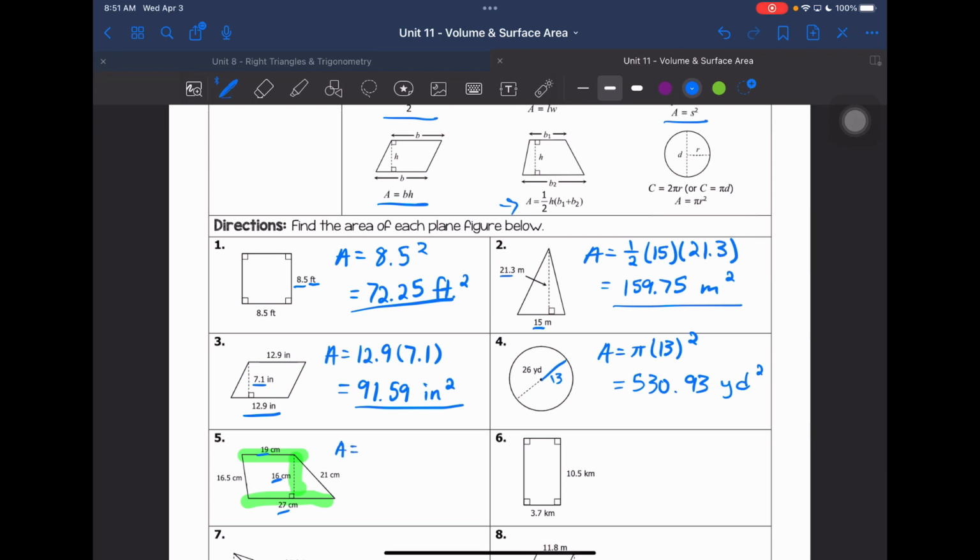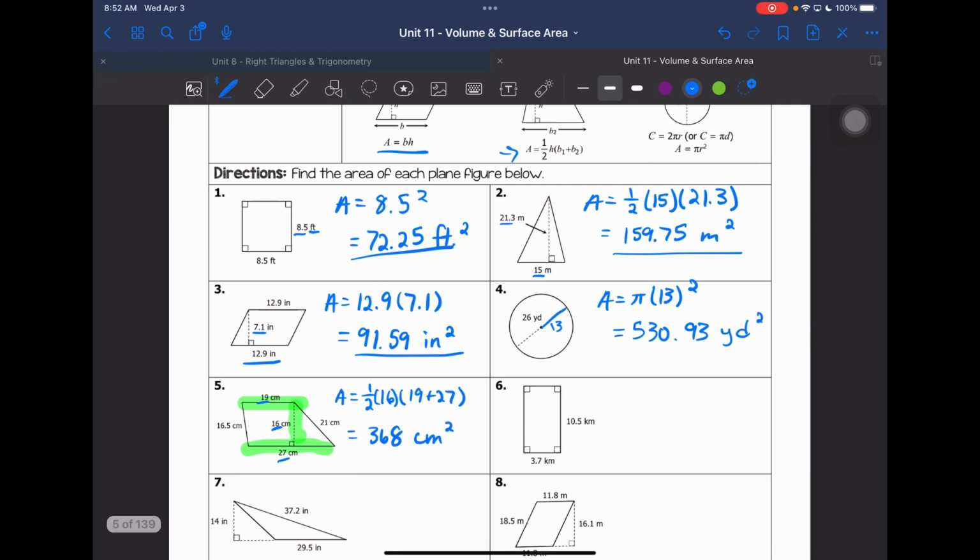It's A is equal to 1/2 times the height. Well, the height is 16. I'll put that in parentheses just to separate it. And then in parentheses, we want to add the bases. So base 1 plus base 2. So I'm going to say 19 plus 27 in the parentheses. When you go to your calculator, you would just type all that in with the parentheses 1/2, parentheses 16, parentheses 19 plus 27. And that should come out to 368. And we have centimeters squared.